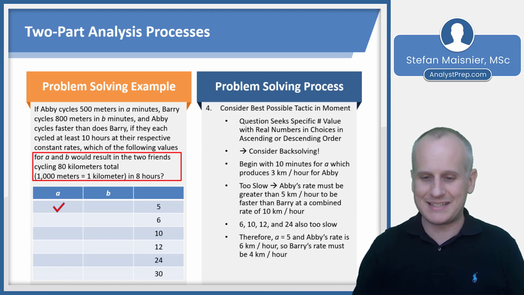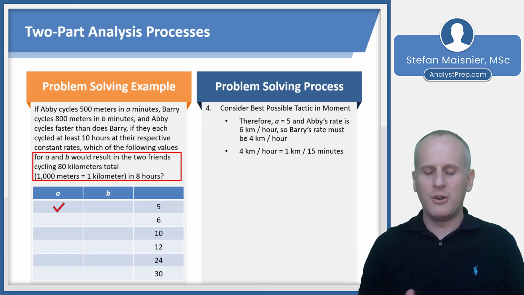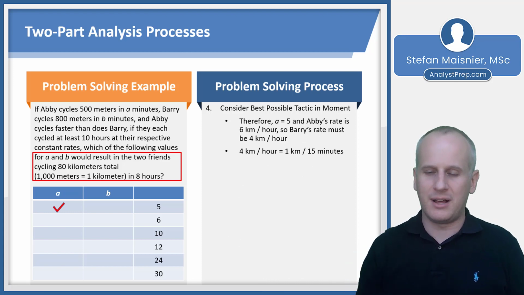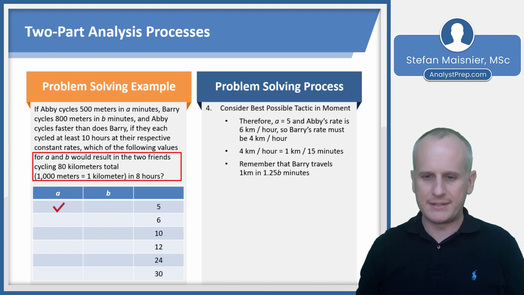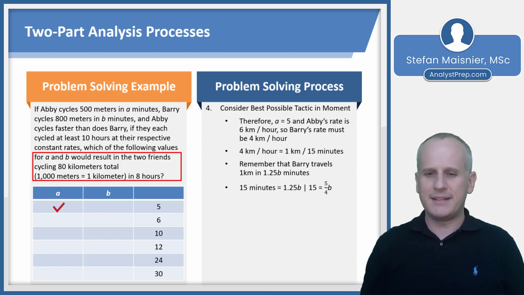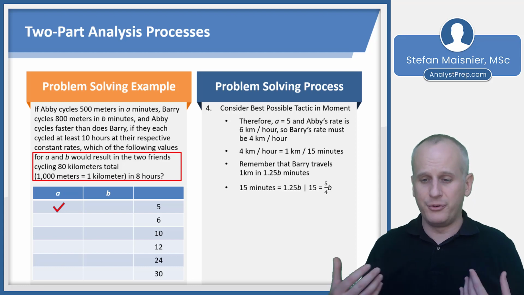So now we can use that to set up a little bit of technical math for Barry's solution. So we know that 4 kilometers per hour means 1 kilometer for every 15 minutes for Barry. And we remember that Barry traveled 1 kilometer in 1.25b minutes. So 15 minutes is going to be equal to 1.25b. And this is going to be equal to 5/4 b.